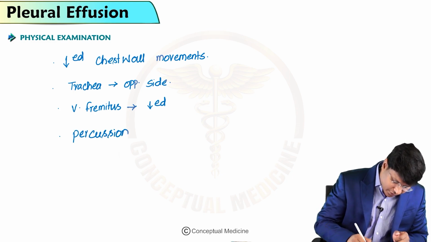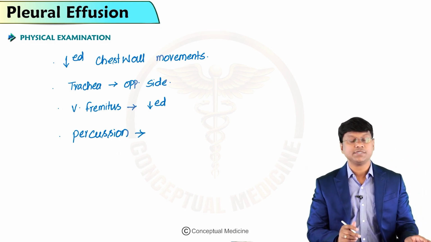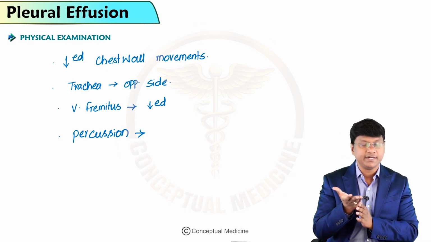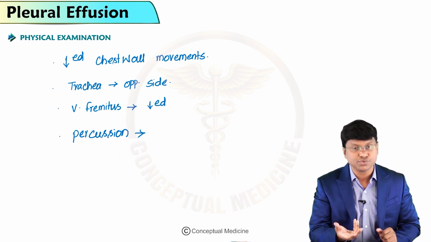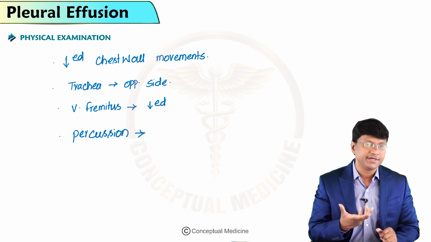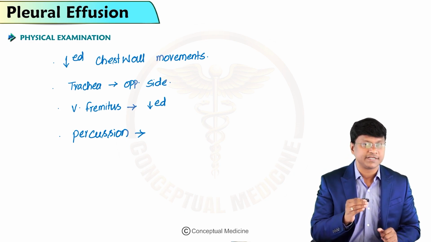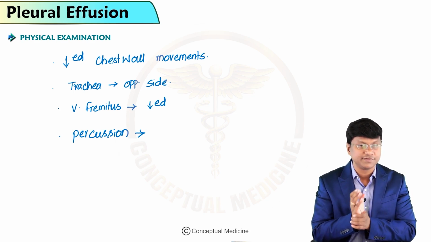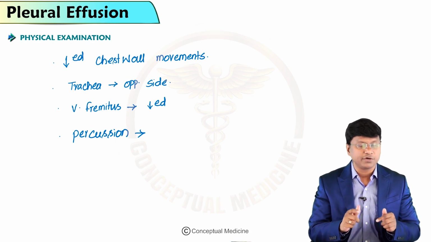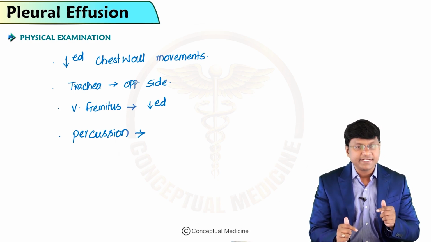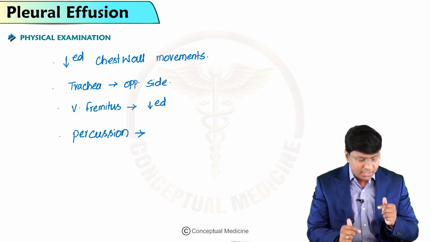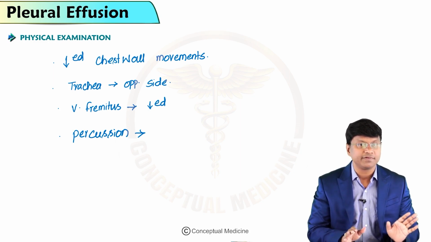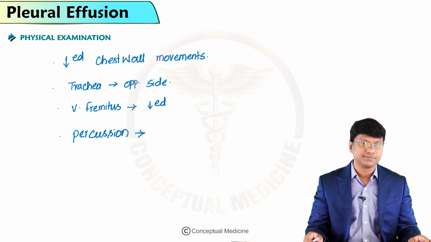First, let me discuss vocal fremitus. How do you check for vocal fremitus? You keep the ulnar aspect of the hand over the surface of the chest and ask the individual to speak. The vibrations generated within the lung parenchyma are transmitted onto the surface of the chest and felt by the ulnar aspect of the hand. But here, because of the excess pleural fluid, the vibrations generated within the lung parenchyma are not adequately transmitted onto the chest surface. So what will happen to your vocal fremitus? It will be decreased.